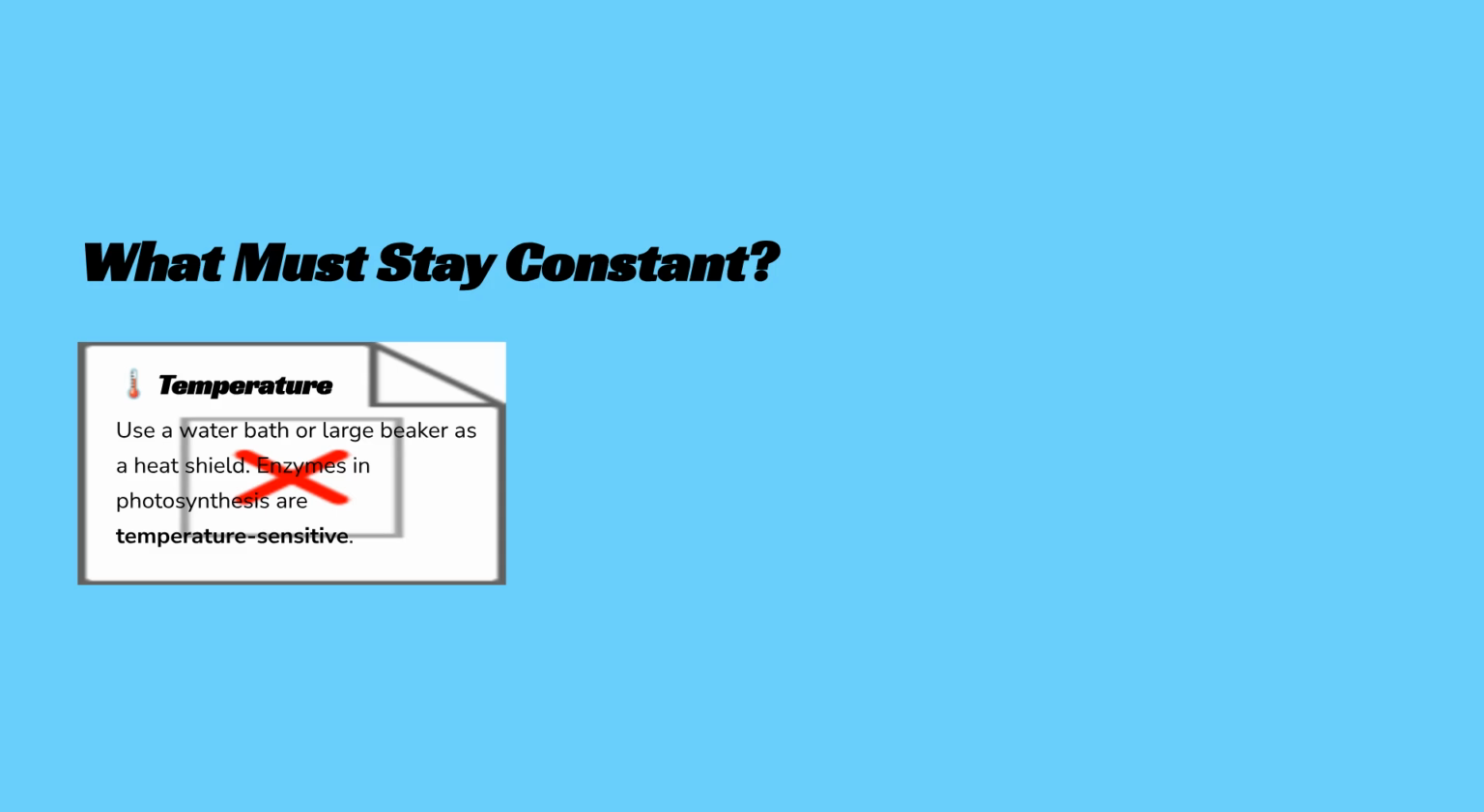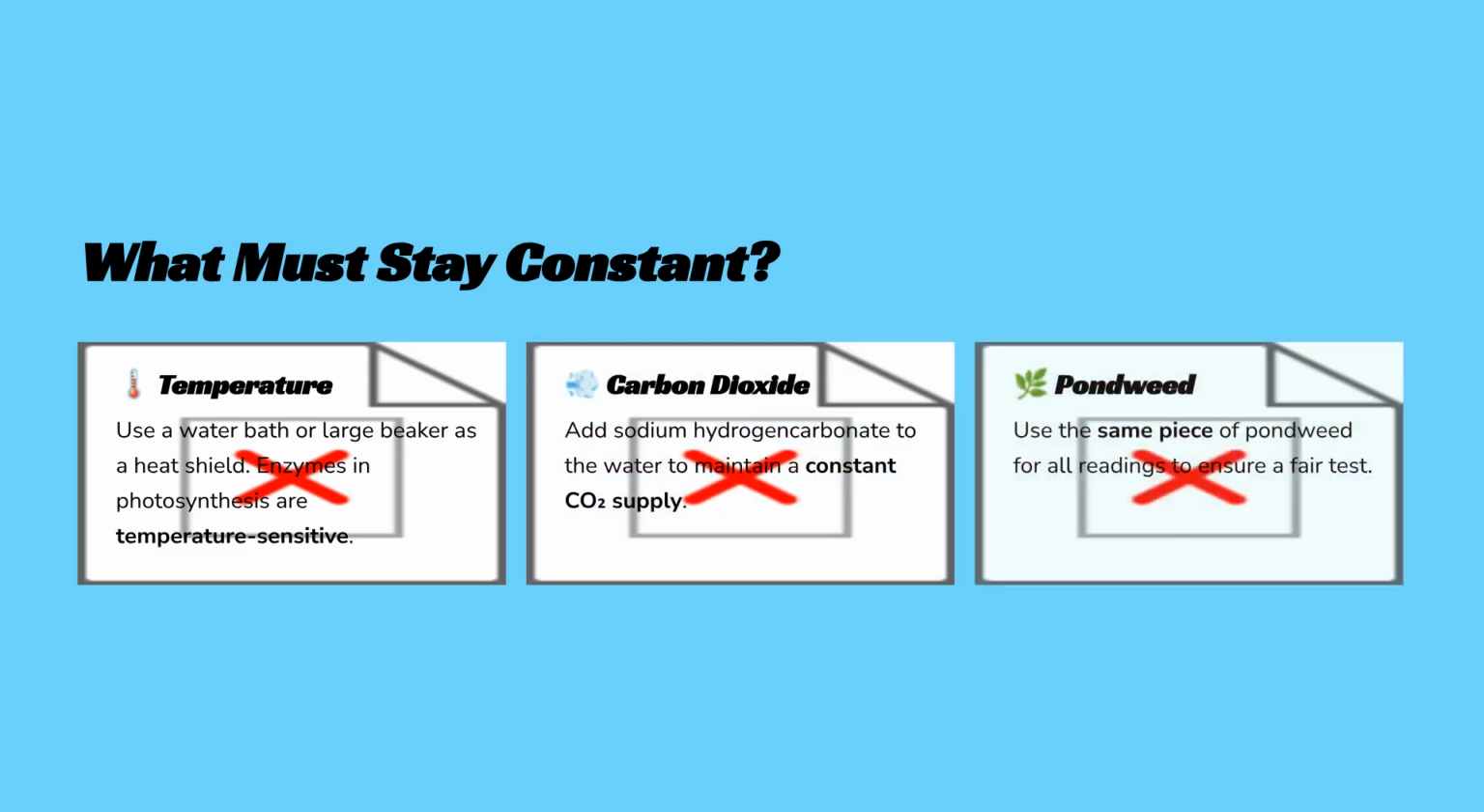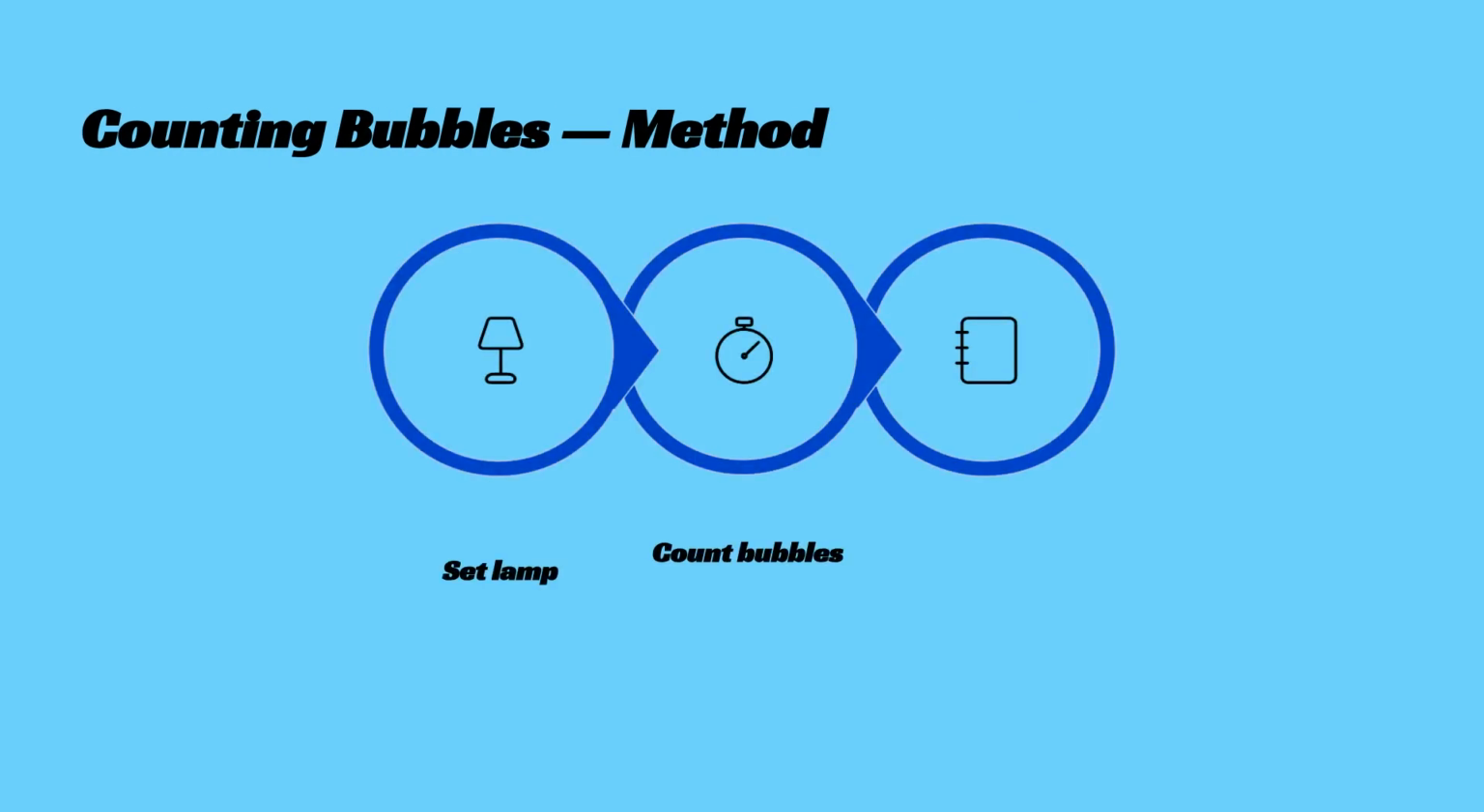To maintain constant temperature, use a water bath or large beaker as a heat shield, since enzymes are temperature sensitive. To maintain CO2, add sodium hydrogen carbonate. Finally, use the same piece of pondweed for all readings for a fair test. The method involves setting the lamp distance, counting the bubbles for a set time, then recording the result and moving the lamp to the next distance.